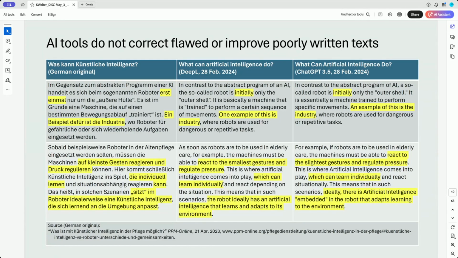I just want to read one sentence as an example. Sobald beispielsweise Roboter in der Altenpflege eingesetzt werden sollen, müssen die Maschinen auf kleinste Gesten reagieren und Druck regulieren können. We don't know, looking at this, whether this is about blood pressure or the pressure in the heating system or friction between humans. And obviously the machine translation is only going to be as good as the original text, if not worse, right?